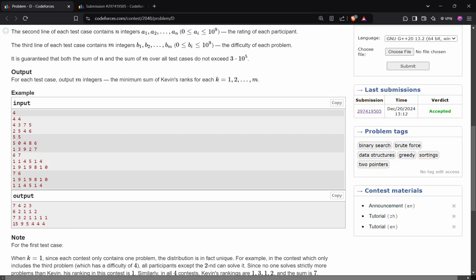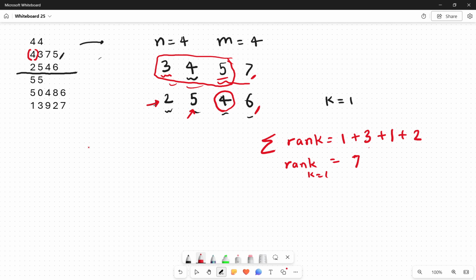Yes, indeed it is. So for now, what about k is equal to 2? For k is equal to 2, what I can see is that two contests will be formed. So I have a choice.